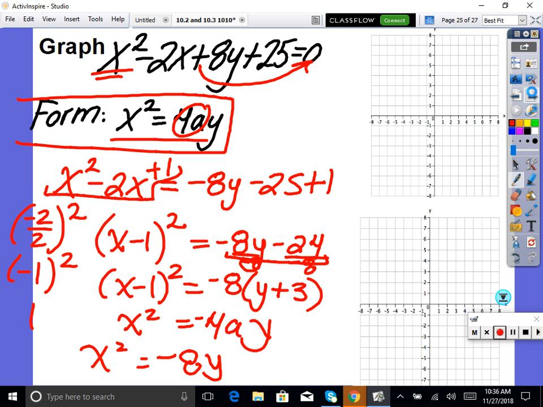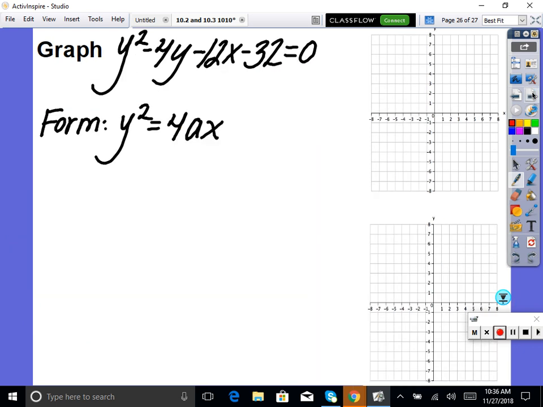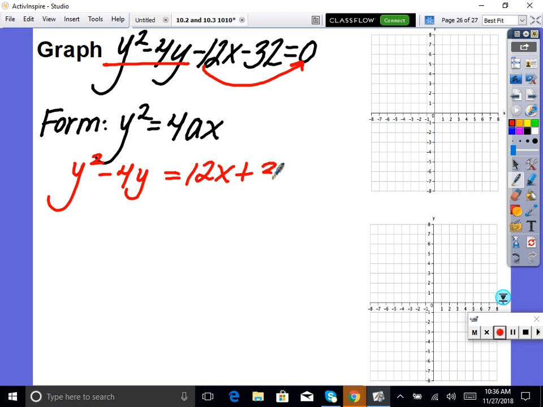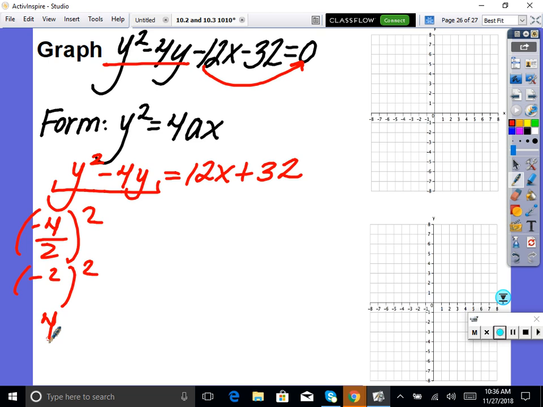Okay, let's look at this one. So this one's a y squared graph. So get everything with a y on one side and everything else on the other side. Then you'd have this, y squared minus 4y equals, adding those over, 12x plus 32. Now from here we need it in factored form, so we would complete this square. B divided by 2 squared. -2 squared is 4, so we add 4 to both sides.